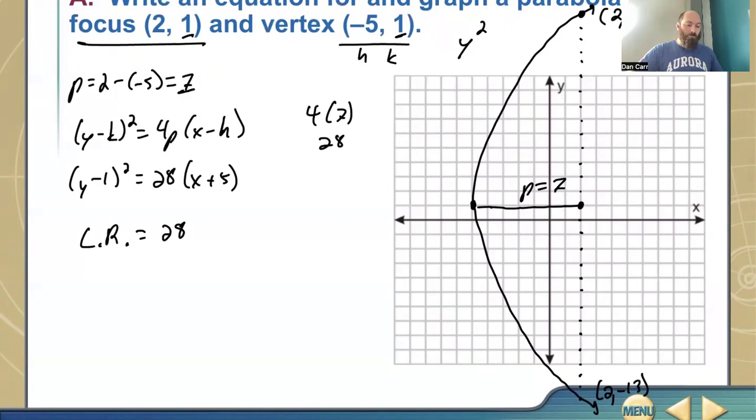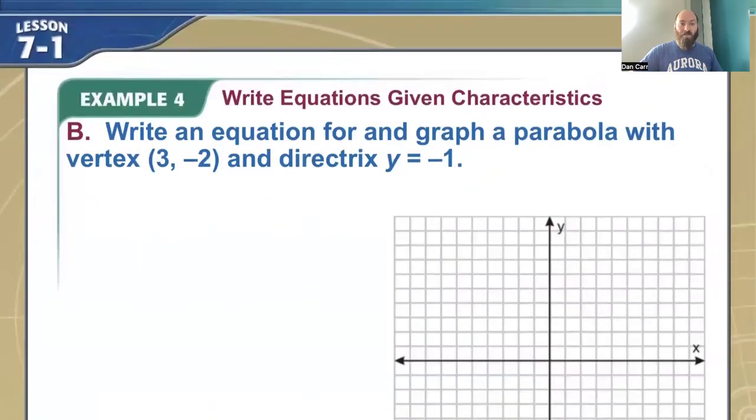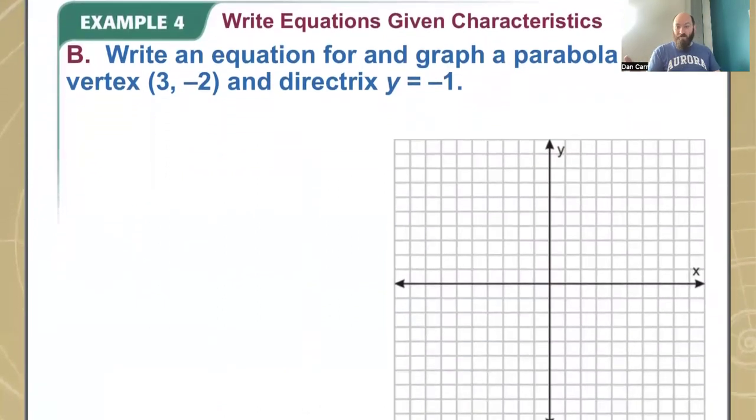Okay, so going on to another example, let's write an equation for and graph a parabola with a vertex (3, -2) and a directrix of y = -1. So again, if I have the graph, I'm going to start with that. 1, 2, 3, negative 2 is my vertex. My directrix is y = -1, so that is a horizontal line like this.